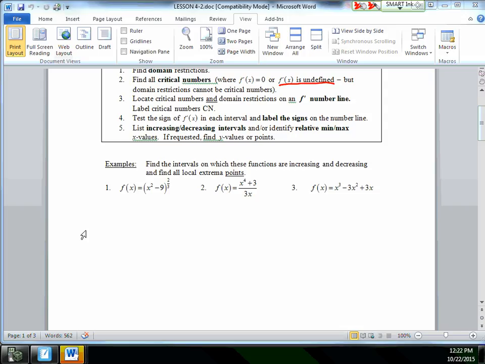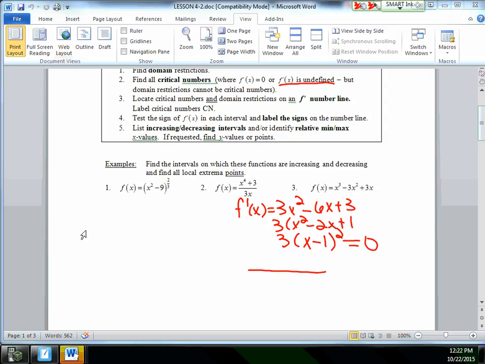Okay, so number 3, the derivative of this one is 3x squared minus 6x plus 3. We factor a 3 out of everything, and we get 3 times x minus 1 squared. Do I have any domain restrictions there? Well, I don't. It's a polynomial, which means it's continuous, so everything's good. Now I just find my critical numbers: take my derivative, set it equal to 0. I have a critical number at 1. Probably going a little too fast, sorry.